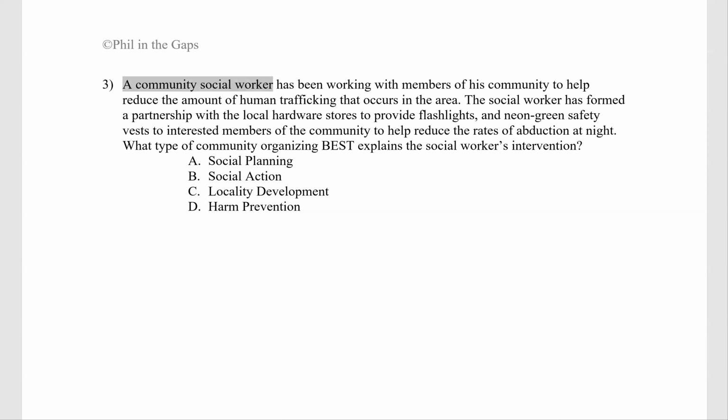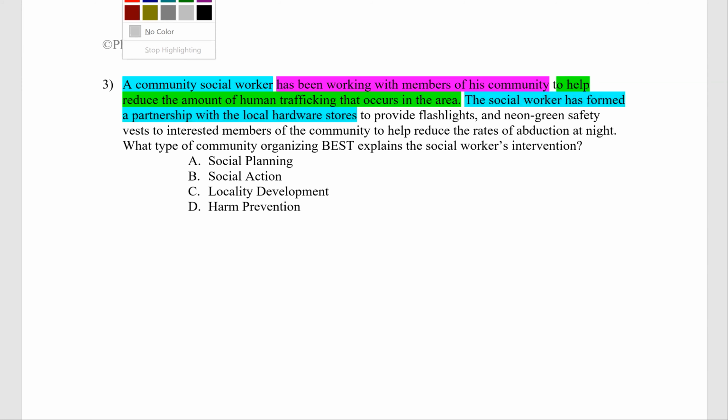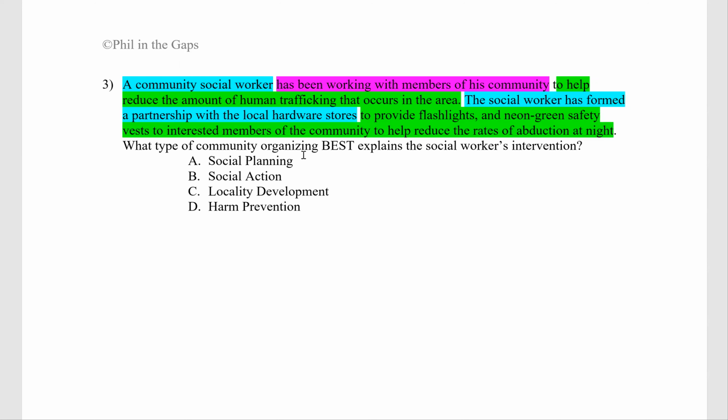We're a community social worker, so that's who we are and what our role is. We're working with members of the community, so we have a community organizing program, and we're helping to reduce the amount of human trafficking that occurs in the area. So that is the goal of our particular project. The social worker has formed a partnership with local hardware stores. So we have helped form this partnership, and the hardware stores are going to help provide flashlights and neon green vests to interested members of the community to help reduce rates of abduction at night. So that's the objective in the situation.